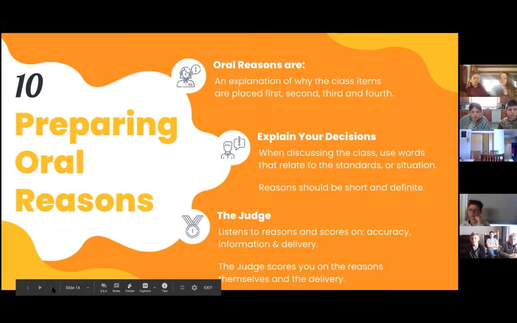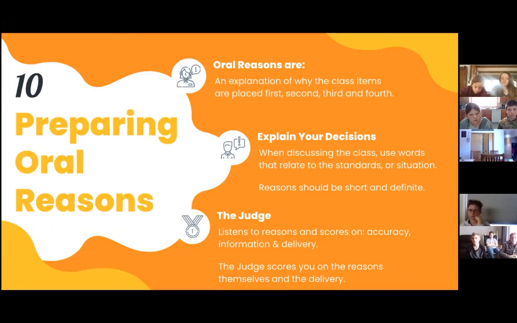Okie dokie. Oral reasons explain why you placed the items in the order that you did. When discussing the class, use words that relate to the items that are being judged. For instance, with the tires: tread, sidewalls, inflation pressure, DOT markings. Your reasons should be short, definite, and accurate. The reason markers have all seen and read the same things as you. Don't try to feed them information that's wrong. If it's not right, don't use it. Make sure that your reasons are accurate and pertain to the class.